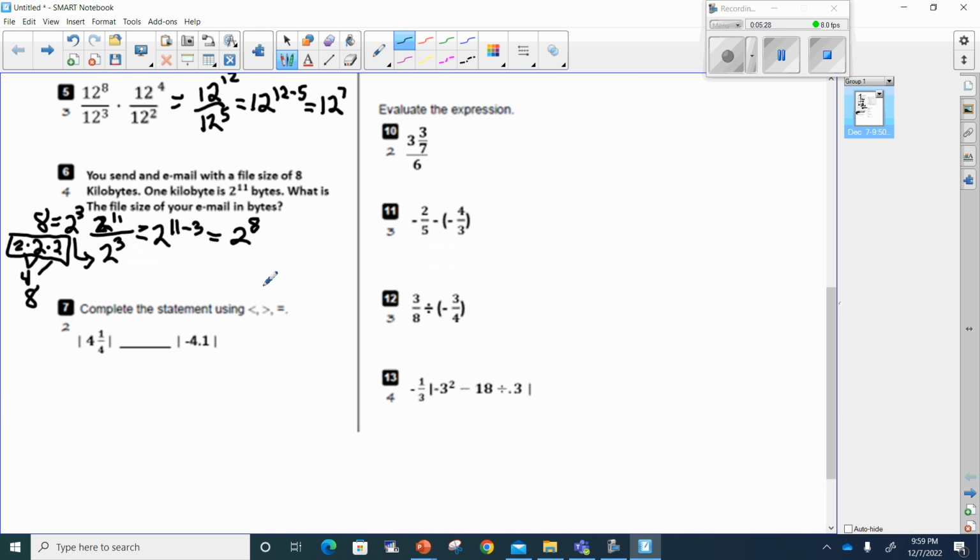Complete the statement using less than, greater than, or equal to. And this one, I realized I got 4 and 1/4 and negative 4.1. I know when these both come out, they're both going to be positive. So it should be 4 and 1/4, because these are absolute value signs, and that means how far they are from 0. And that means I'll always get a positive number, because distance is always positive. Now I got to see what is more, 1/4 or 0.1. Well, when I think of 1/4, I remember that 1 over 4 is a division problem. 1 divided by 4.